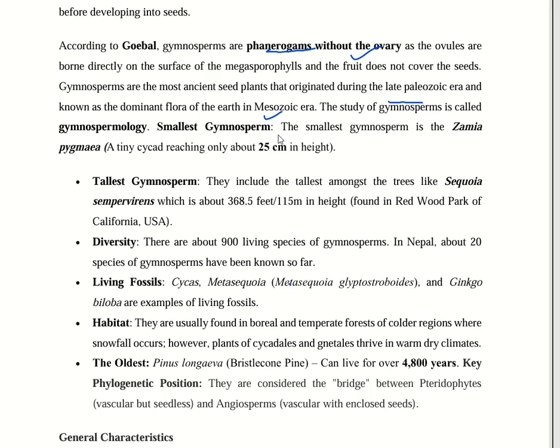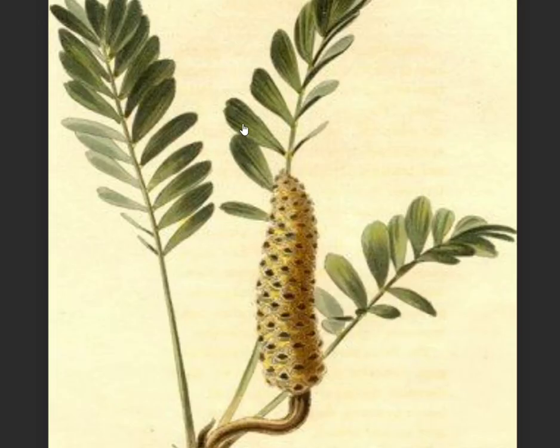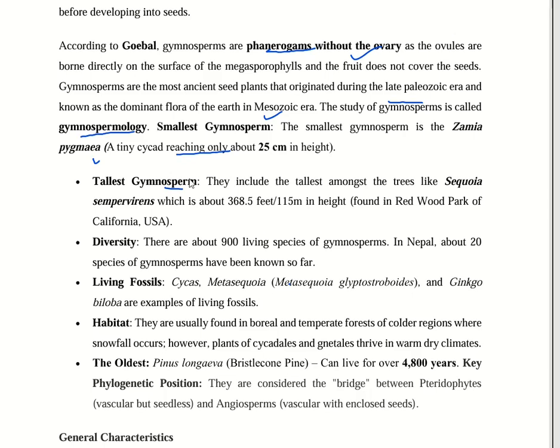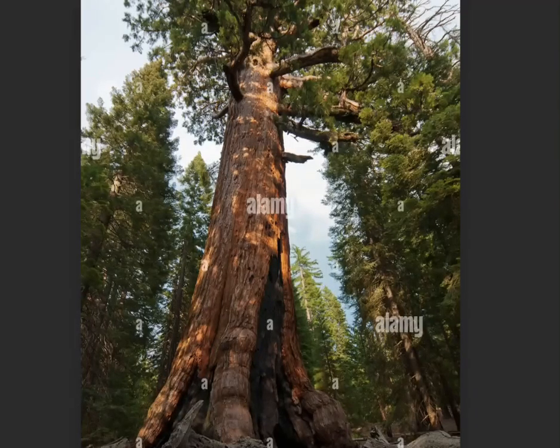The study of gymnosperms is called gymnospermology. The smallest gymnosperm is Zamia pygmaea. It is a tiny cycad which reaches only about 25 centimeters in height. So you can see the image of Zamia pygmaea here. Likewise, talking about the tallest gymnosperm, it is Sequoia sempervirens, which is about 115 meters in height, found in Redwood Park of California, USA. So this is the image of Sequoia sempervirens.